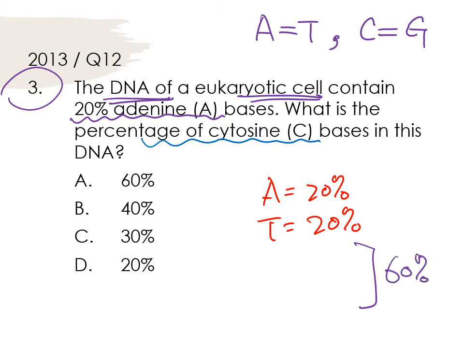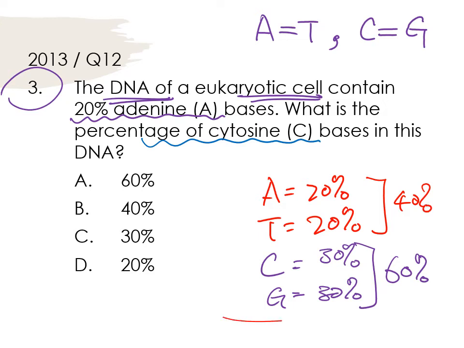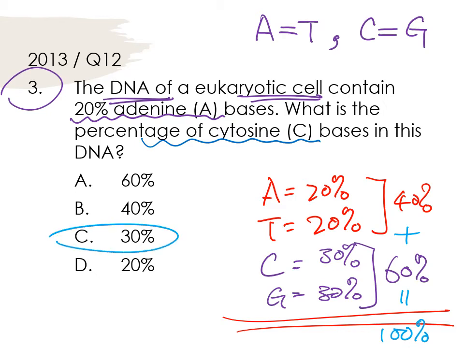So now the question is, what about C and G? Each of them should have 30%. So using the idea over here, overall you have 100%. So the percentage of cytosine should be 30. The answer should be C.